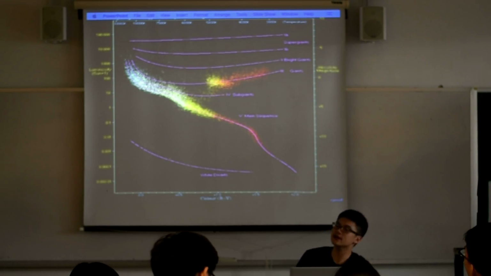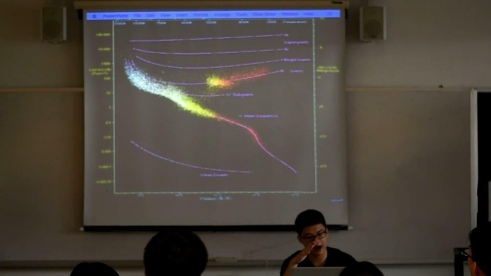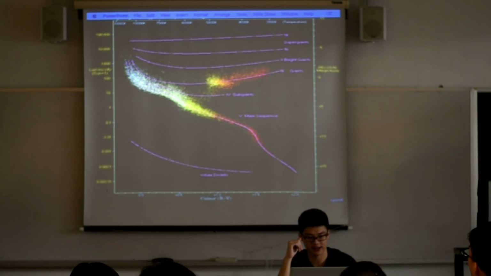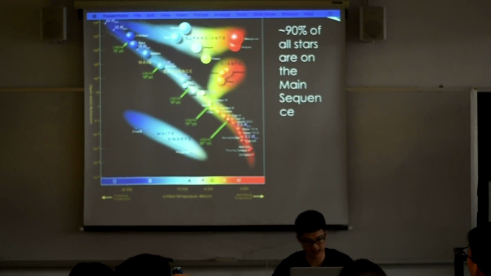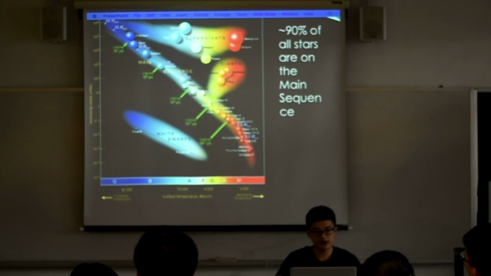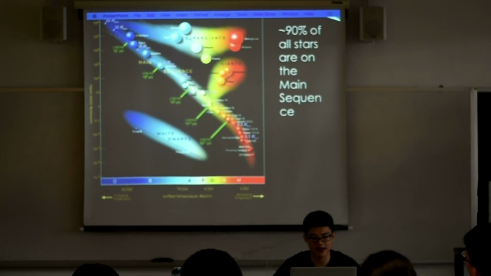You can see there's one group of stars from the upper left to lower right. It's called the main sequence. And around 90% of all the stars are in the main sequence. This diagram shows some famous stars in our galaxy inside the HR diagram. Usually the luminosity against the temperature of a star is dependent on the mass of the star.